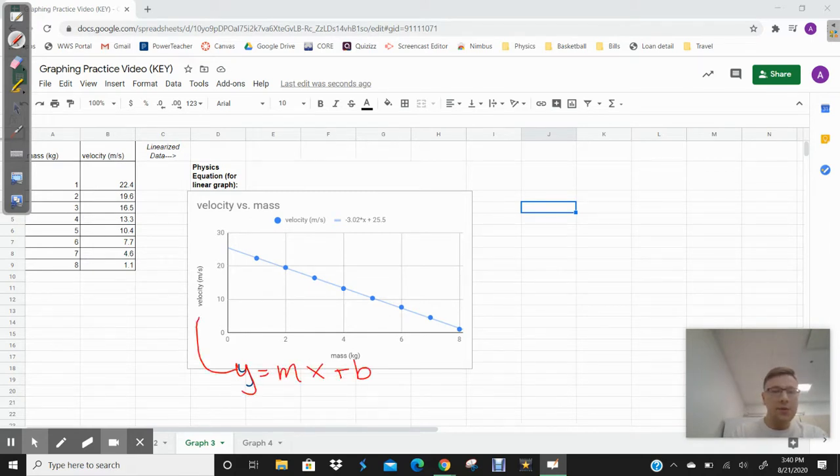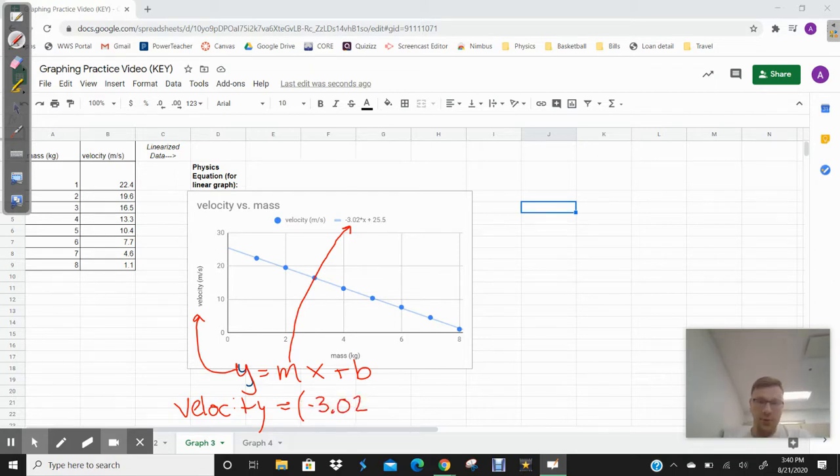The y-axis is velocity, so you're going to write velocity is equal to, your slope is negative 3.02 based on the equation. So please make sure to include that. That negative sign really matters. That tells us that it's sloping downwards. Okay, and then here we go. We've got to figure out our slope units. Okay, so rise over run.